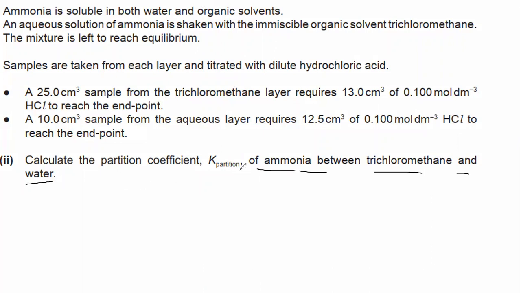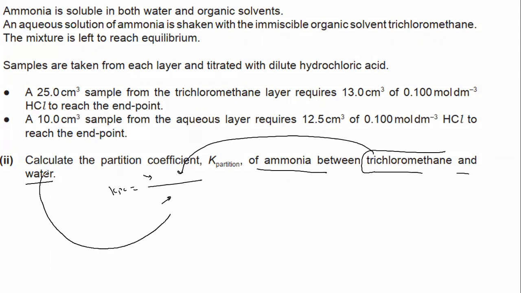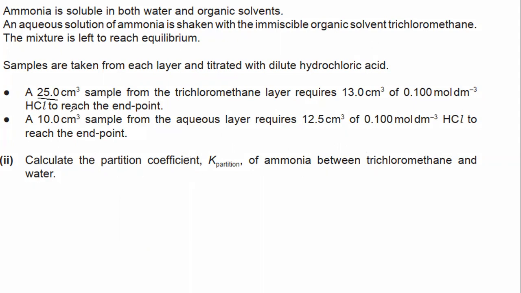So here, in calculating KPC, KPC equals the concentration of the substance in the first layer over the second layer. The first layer, the one that will be on top here, is trichloroethane because it is mentioned first, and the concentration of ammonia in the water layer will be down, okay? It will be like this. So first of all, I'm going to find the concentration of ammonia in here.